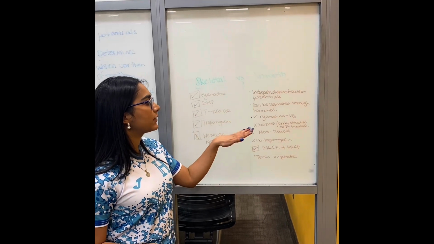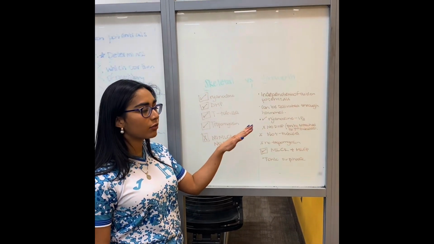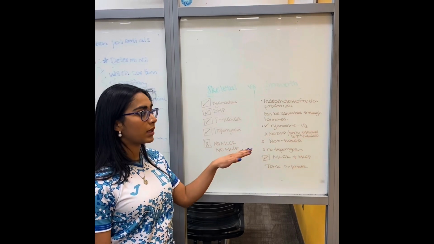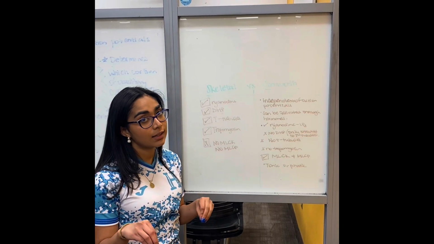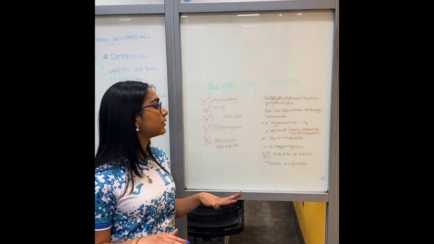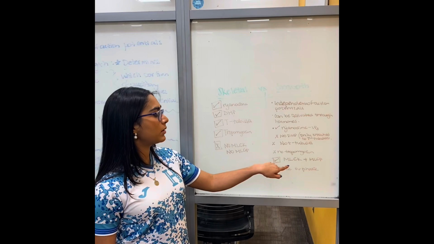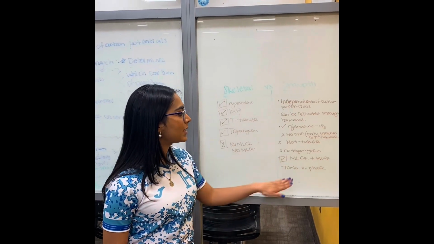Smooth muscles can be activated through hormones. We also have ryanodine, but we also have IP3. We don't have DHP because they're only attached to T tubules, and we never have T tubules in smooth muscle. We have no tropomyosin, and instead of that, we have MLCK and MLCP, and it can be tonic or phasic.